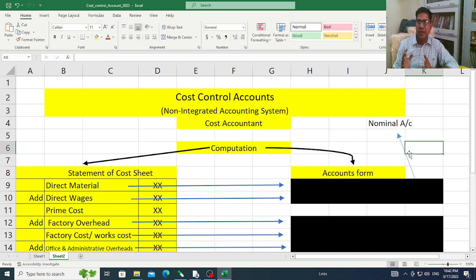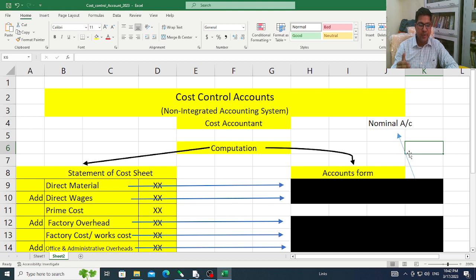All ledgers related to the nominal account, they will prepare. Nominal account means debit all expenses and losses and credit all incomes and gains. So all nominal account ledgers they will prepare. They don't want to maintain personal accounts and real accounts. The cost accountant says that I will prepare only nominal account ledgers. I will not prepare personal account and real account.